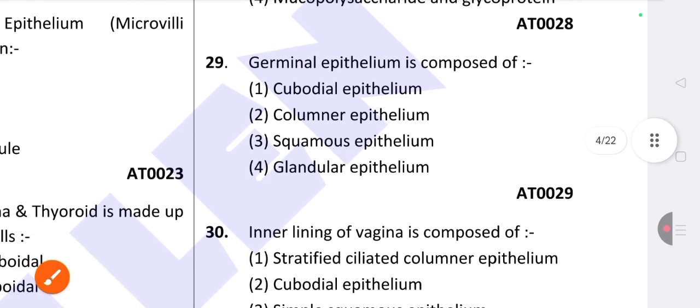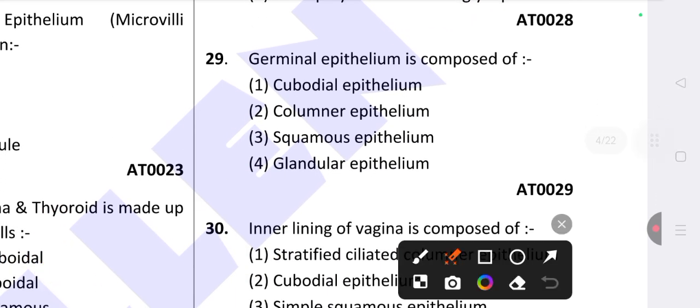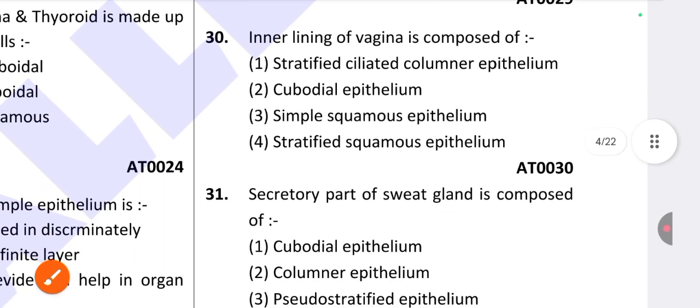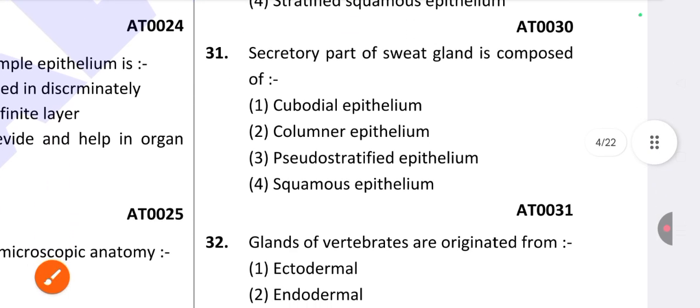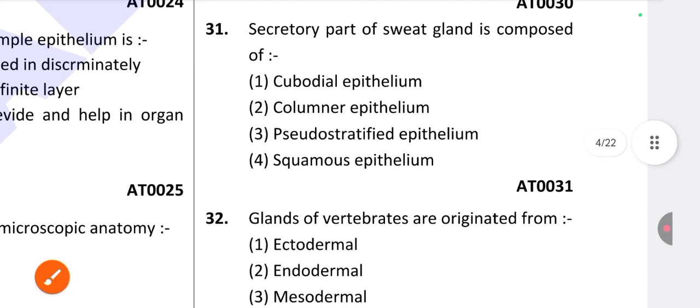And next, germinal epithelium is composed of. So germinal epithelium जो होते हैं it is composed of cuboidal epithelium. Next, inner lining of vagina is composed of. So we all know the vaginal layer is composed of stratified squamous epithelium. And next, secretory part of sweat gland is composed of. So sweat gland के जो secretory part होते हैं it is composed of cuboidal epithelium.